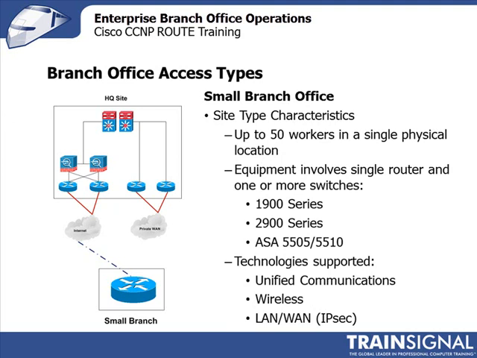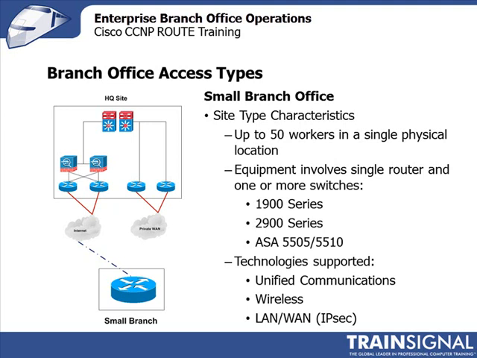So the small branch office, the graphic we're using is the same here, but this is slightly different than just the SOHO or telecommuter type of environment. This is typically less than 50 workers in a single physical location. A small office, for example. It could be just several rooms and so forth. It's usually going to involve a single router, but it may involve one or more switches.